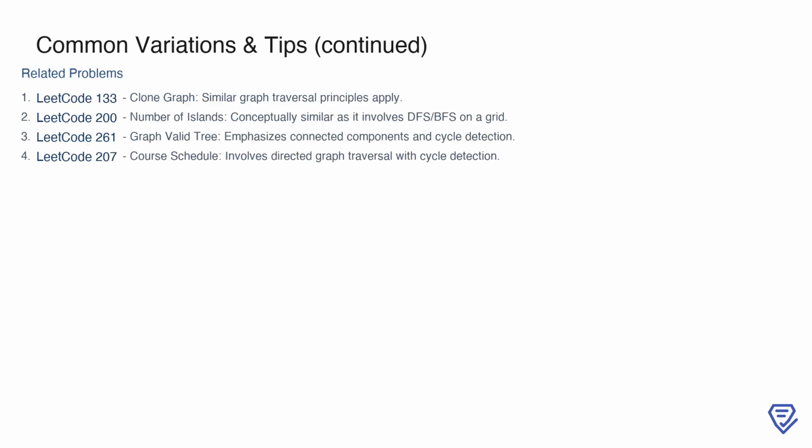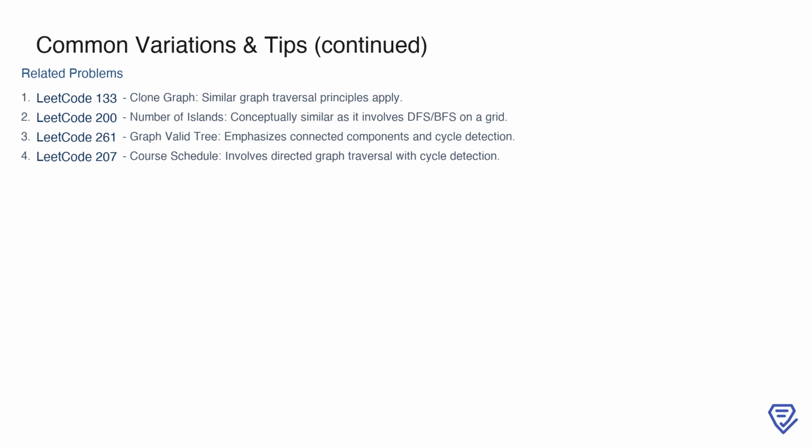The principles of web crawling align closely with several related problems on LeetCode. For example, Problem 133, Clone Graph, involves similar graph traversal techniques and requires careful handling of visited nodes. Problem 200, Number of Islands, is conceptually similar because it requires DFS or BFS to explore connected regions in a grid. Problem 261, Graph Valid Tree, emphasizes connected components and cycle detection, which are relevant when ensuring your traversal doesn't revisit nodes unnecessarily.